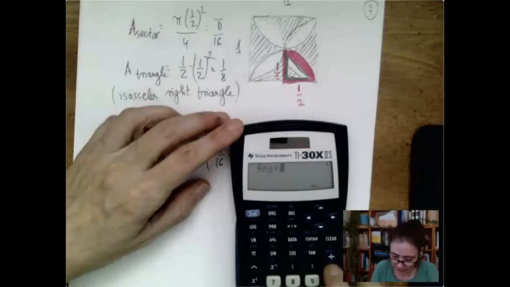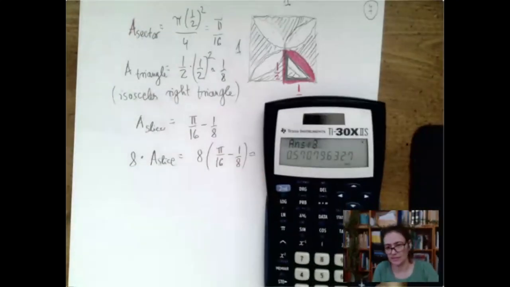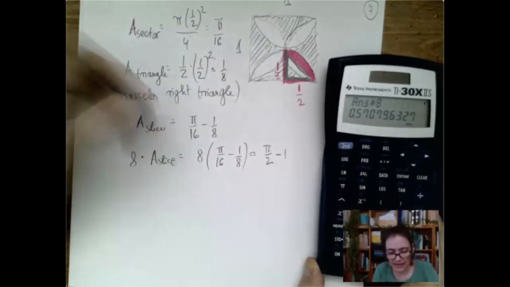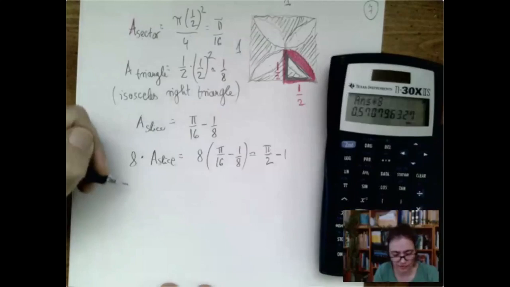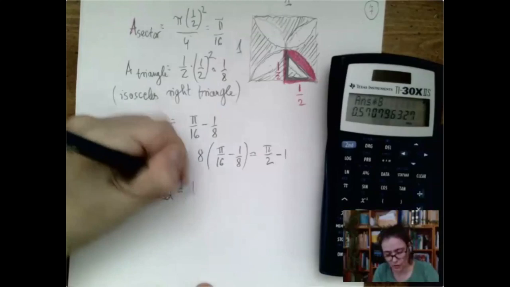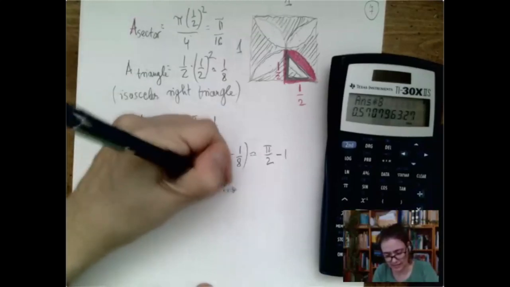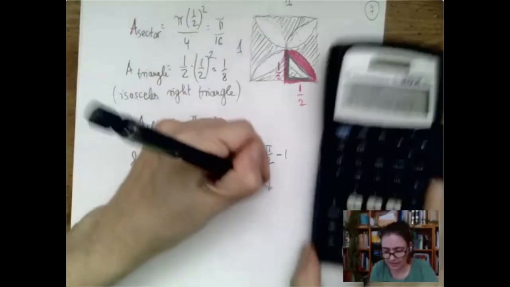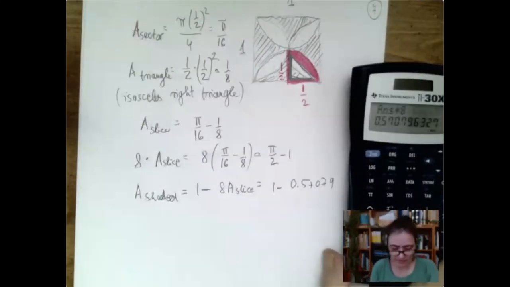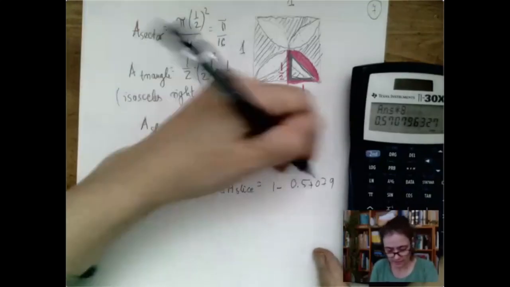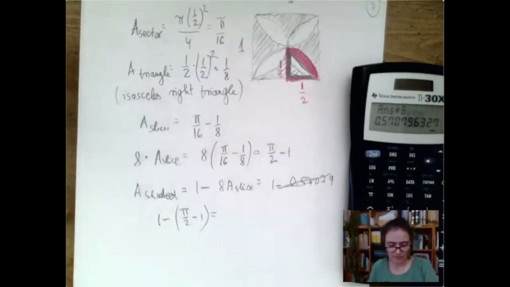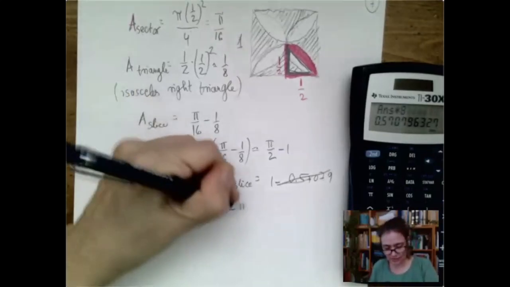Well, I can still multiply it by 8. So I just multiplied the slice by 8. And for the shaded area, we subtract that from the 1. So the area shaded is 1 minus 8 times the area of the slice. So that's 1 minus 0.57079. You know what? I actually want to do this. It's 1 minus pi over 2 minus 1, which is 1 minus pi over 2 plus 1.